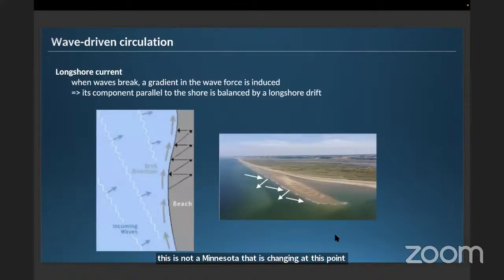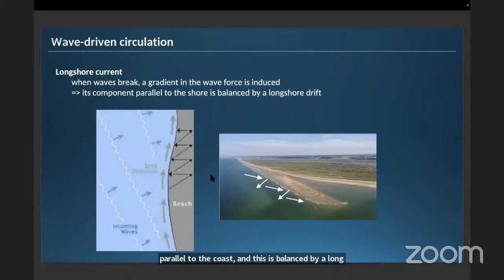So waves also induce different currents. First we will go to longshore currents. Remember, when the wave breaks, we said that it induces a wave setup, an elevation of the sea level. This is in the cross-shore direction. But as waves generally do not arrive just normal to the beach, if they come at a given angle, there is also a component of the radiation stress which is parallel to the coast, and this is balanced by an associated longshore drift.